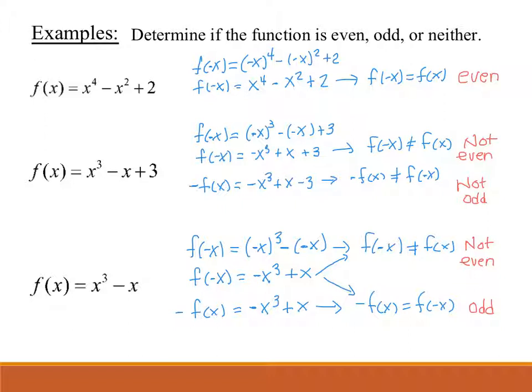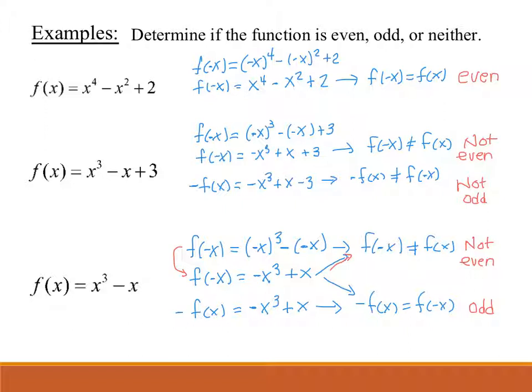So for our last function, we have f evaluated at minus x. So we have negative x cubed minus a minus x. We see that when we evaluate, f of minus x is equal to negative x cubed plus x. Well, this means that f of minus x doesn't equal the original function, so it's not even.